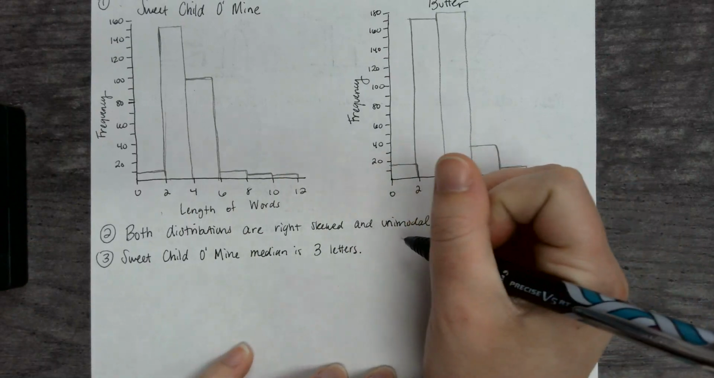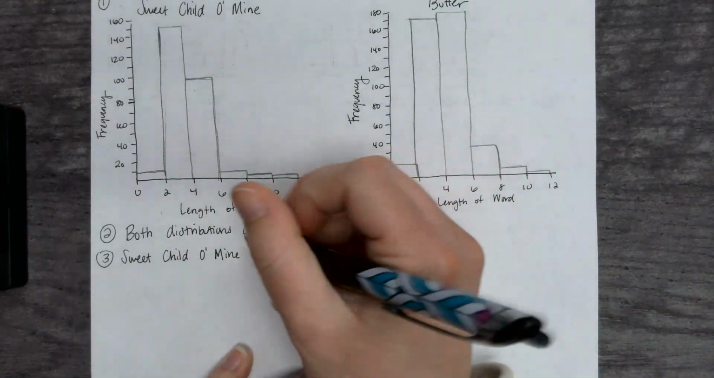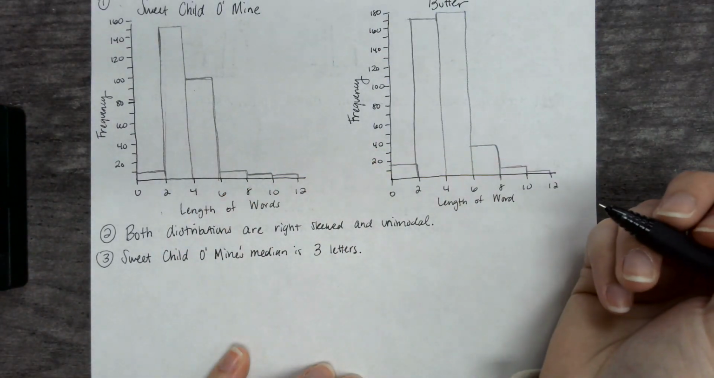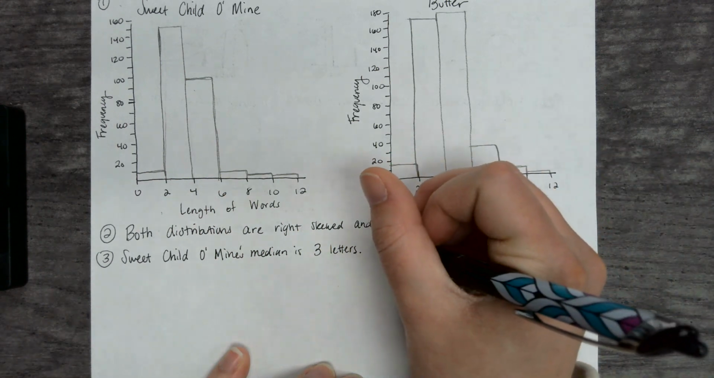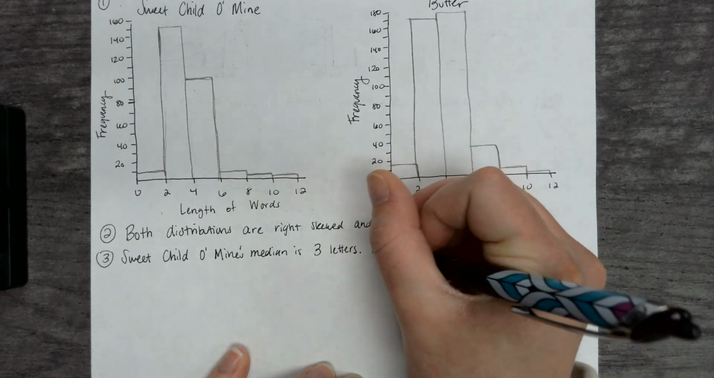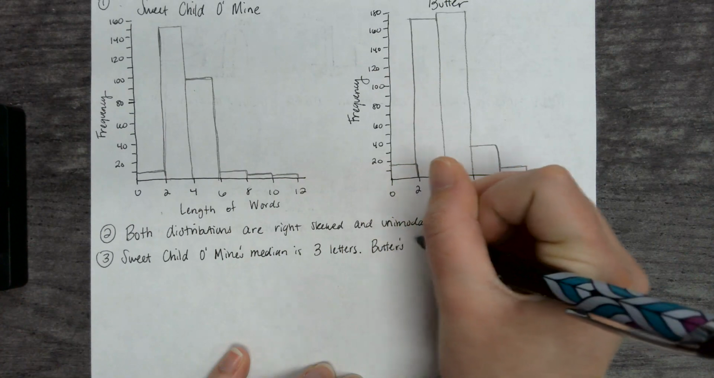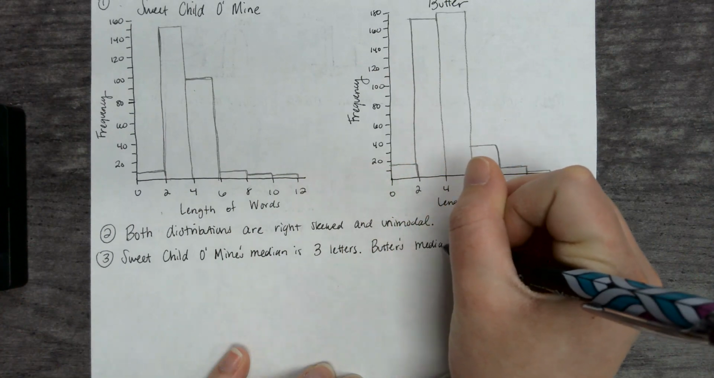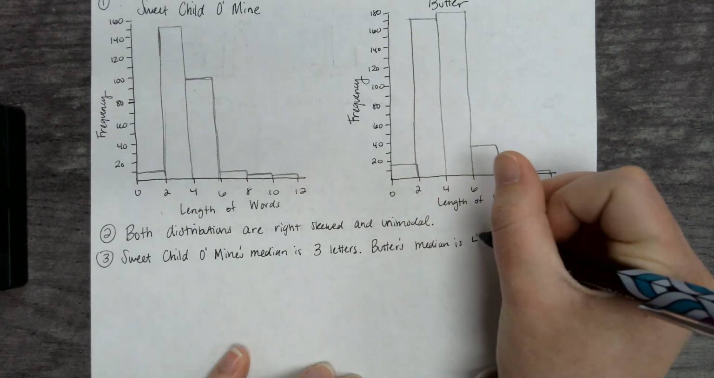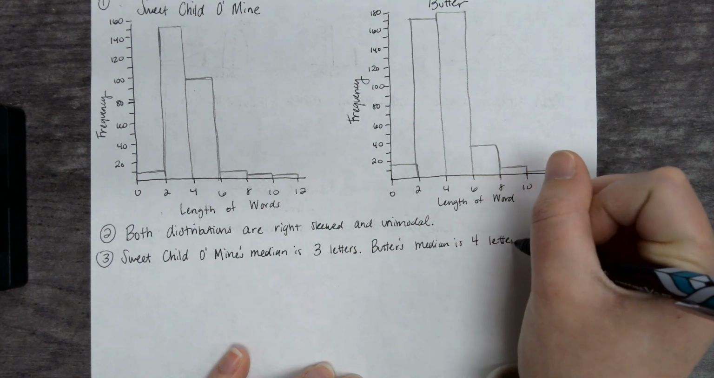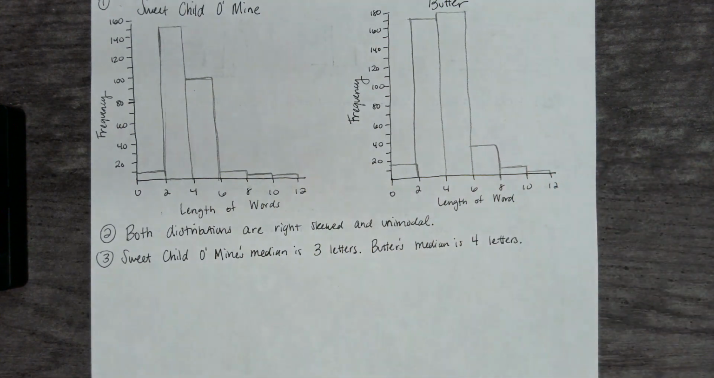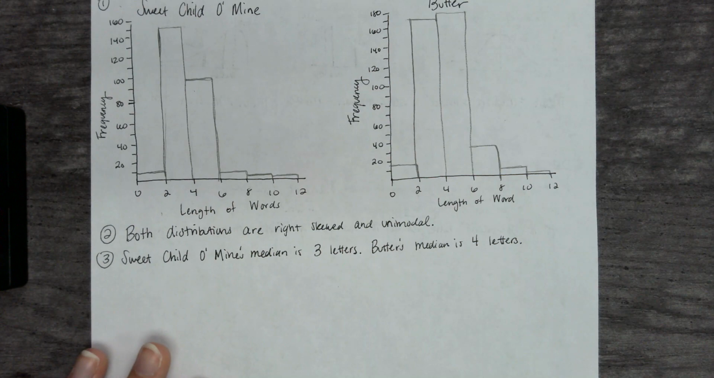So we can say that Sweet Child of Mine's median is 3 letters. Butter's median is 4 letters. So we have a slightly higher median for Butter than we do for Sweet Child of Mine.